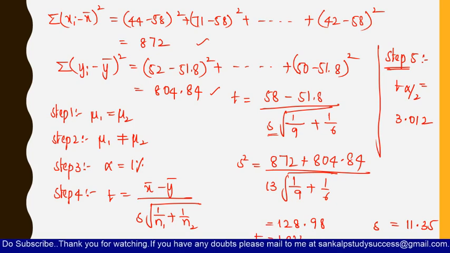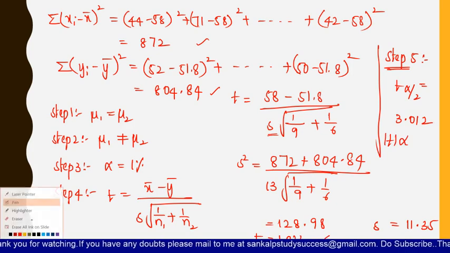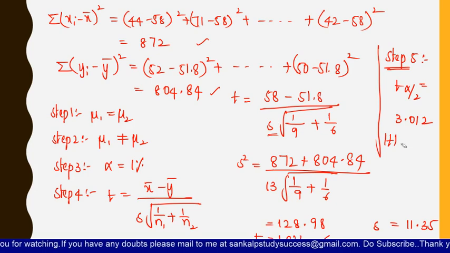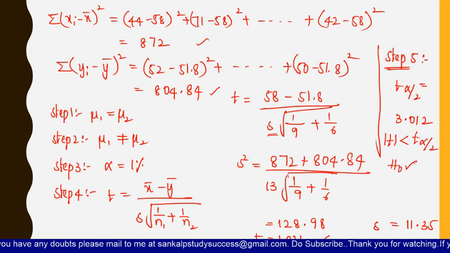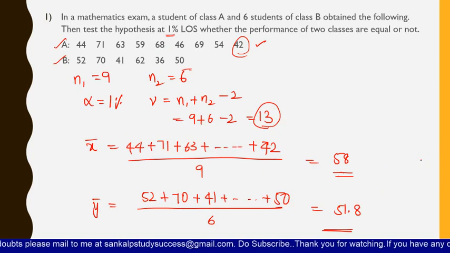Now this is the fourth step. If you compare this t value with t alpha by 2, that means mod t is less than t alpha by 2, then the null hypothesis is accepted. So in this way you have to find out the t distribution by using two means, n1 and n2, which is x bar and y bar.